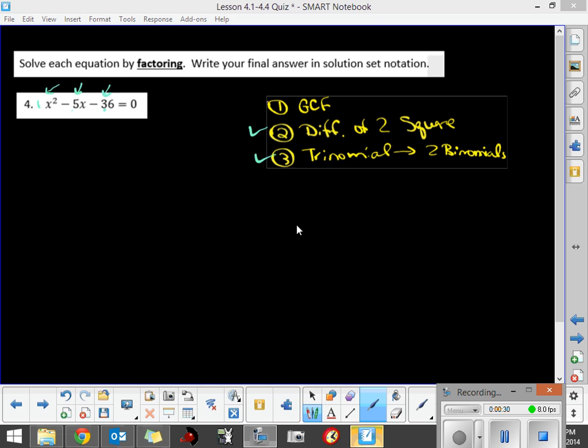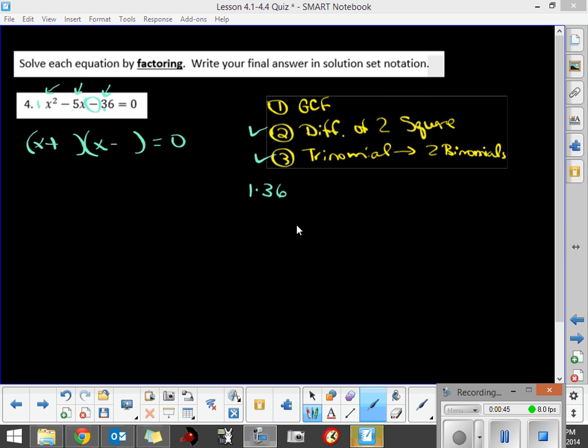Since it's a trinomial, it must factor into two binomials if it's going to factor. So I'm going to try the factorizations of x squared. It has to be x and x. The signs have to be different, so one's got to be plus and one's got to be minus. And for 36, we have some options here, so I'm just going to write down the options.